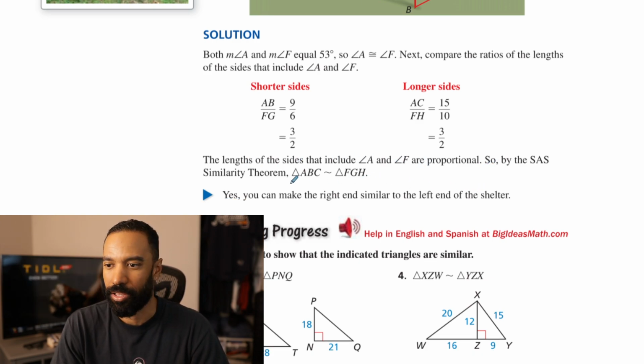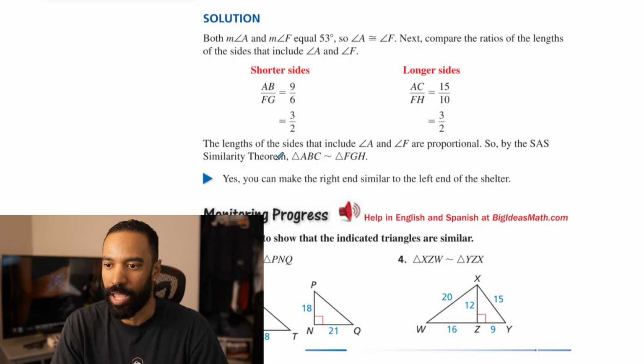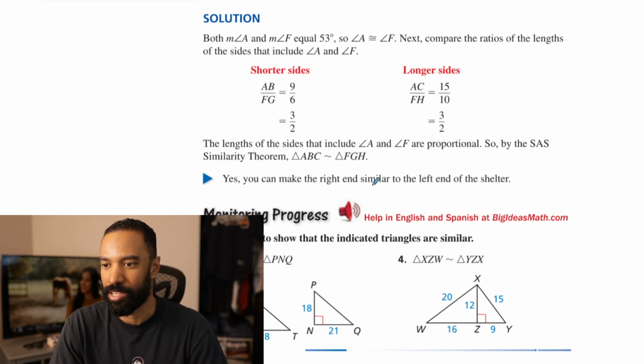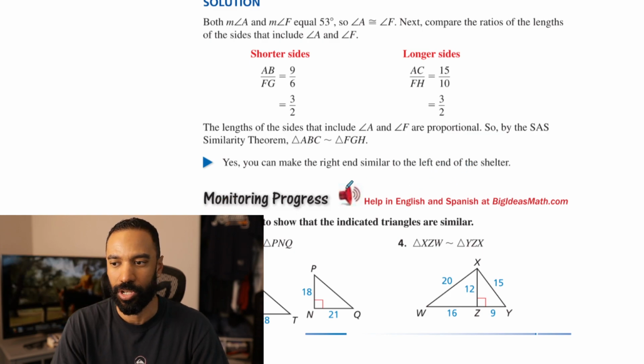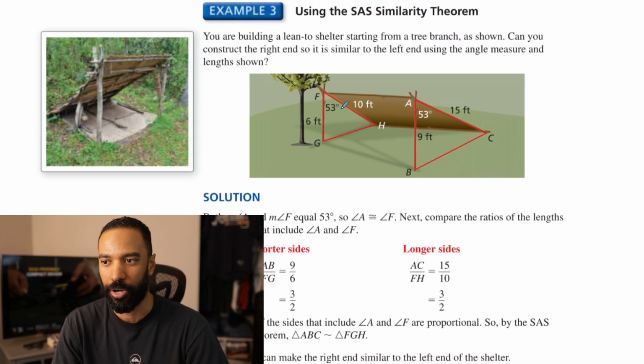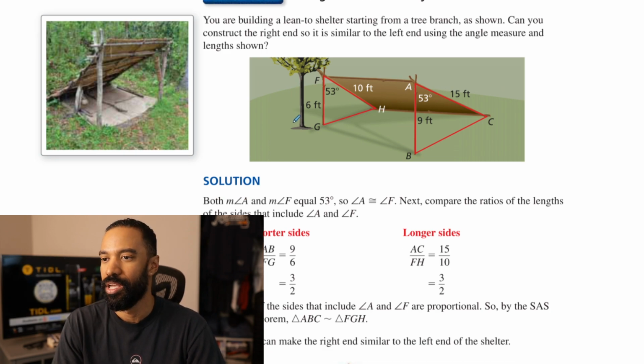Yes, by proportionality and congruent angles, you have side angle side similarity. So these two triangles are similar. So yes, you can make the right end similar to the left end of the shelter. It's possible. Kind of a weird question. I thought they meant, can you generate numbers with this thing?